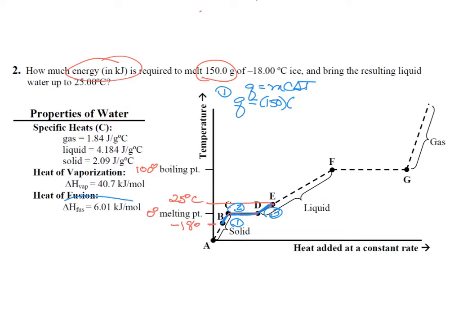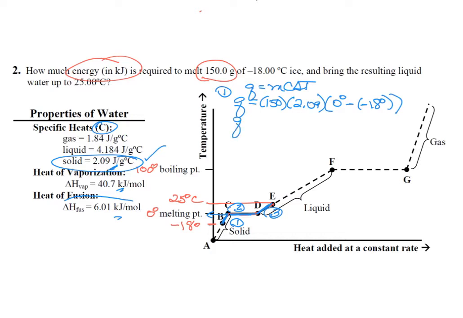Let's see. Here we go. Solid. So the specific heat capacity of H2O in its solid form is 2.09. Notice that is joules, because not all of them are. And change in temperature is final temperature minus original temperature. This is where I made the error on the last attempt. The final temperature is 0 degrees minus the original temp, which is minus 18 degrees.